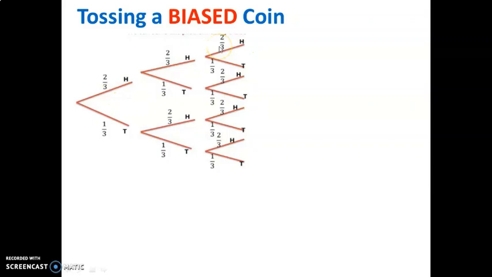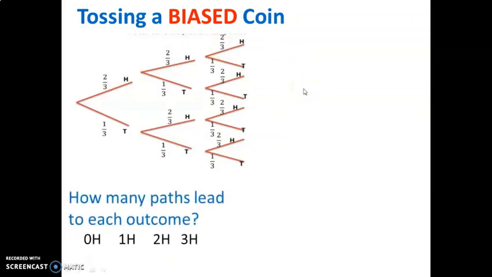But the underlying ideas that we just looked at will remain the same. So let's take a look at what we have here. First of all, how many paths lead to each outcome this time? And this time the outcomes are we can have 0 heads, 1 head, 2 heads, or 3 heads. So now we have an extra option here. Because of the extra coin toss, we can now end up with 3 heads. For example, on top here, head, head, head, that's a path that leads to 3 heads.